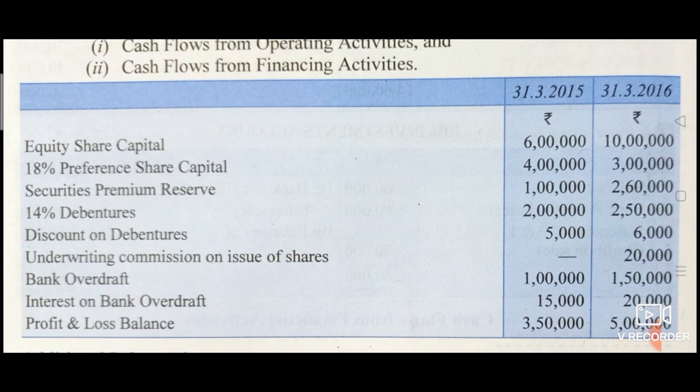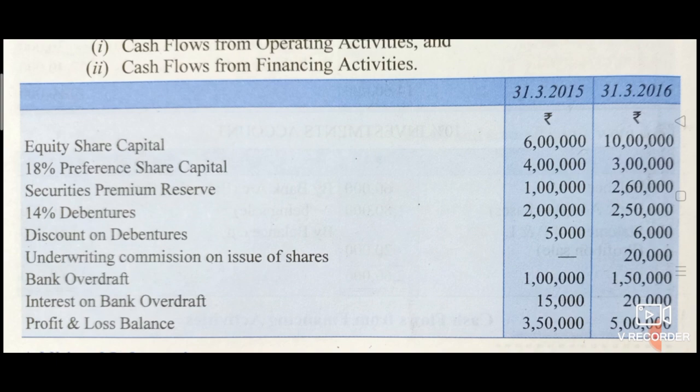18% preference share capital 4 lakhs and 3 lakhs. Security premium reserve 1 lakh and 2 lakh 60,000. 14% debentures 2 lakhs and 2 lakh 50,000. Discount on debentures 5,000 and 6,000. Underwriting commission on issue of shares nil and 20,000. Bank overdraft 1 lakh and 1 lakh 50,000. Interest on bank overdraft 15,000 and 20,000. Profit and loss balance 3 lakhs 50,000 and 5 lakhs.